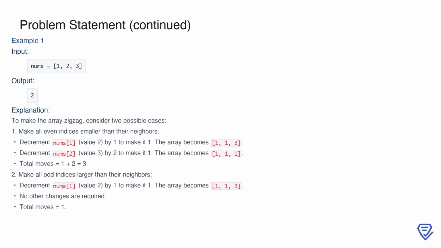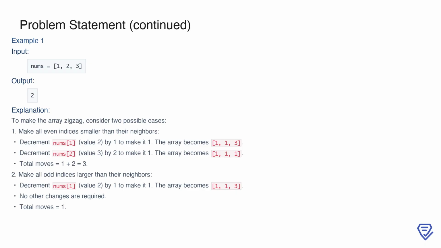In the first example, the input array is 1, 2, 3. To make it a zigzag array, we have two strategies to consider. First, we can focus on making the even indices smaller than their neighbors. For this, we decrement the value at index 1 by 1, turning 2 into 1, and then decrement the value at index 2 by 2, turning 3 into 1. This results in the array 1, 1, 1, with a total of 3 moves.